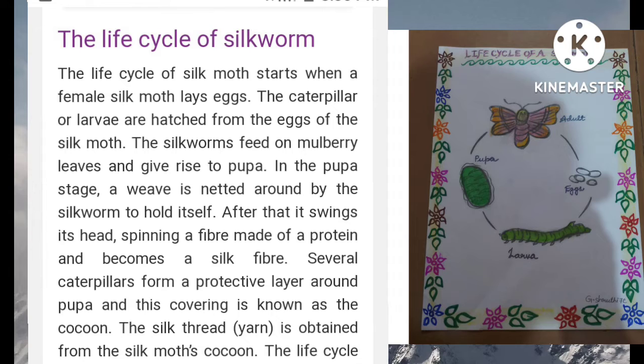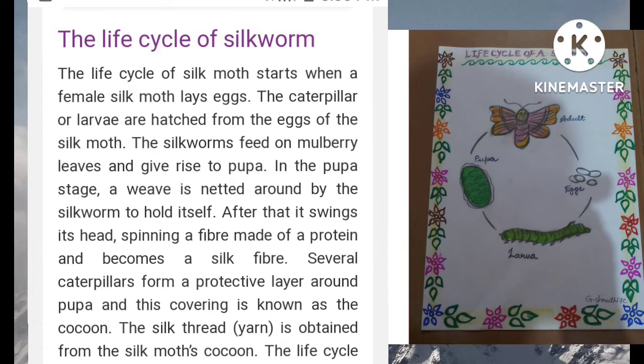The life cycle of silk moth starts when a female silk moth lays eggs. The caterpillar or larva is hatched from the eggs of the silk moth. The silkworms feed on mulberry leaves and give rise to pupa. At the pupa stage, a weave is netted around by the silkworm to hold itself. After that, it swings its head, spinning a fiber made of a protein that becomes silk fiber.